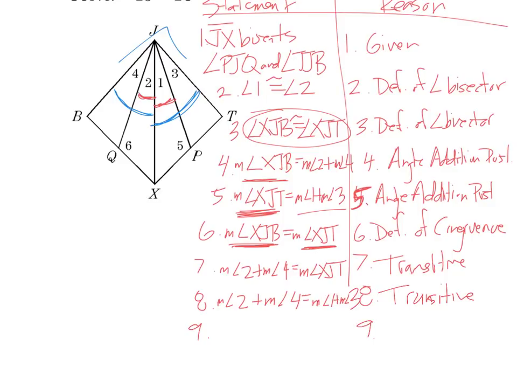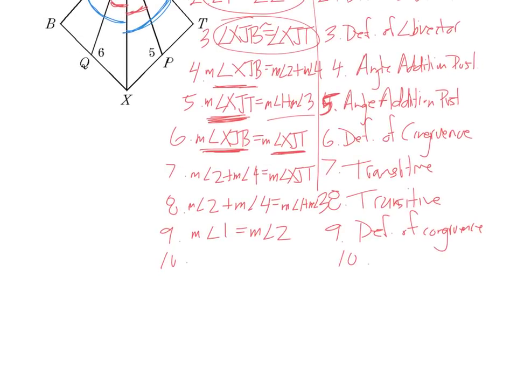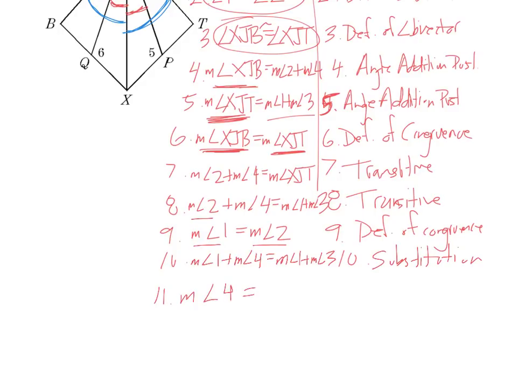Okay, so now I could use this information up here. We'll rewrite that as measurement of angle 1 equals measurement of angle 2. That's by definition of congruence. And now I can replace 2 with 1. That's just by substitution. So the last step now is to subtract. If I subtract measurement of angle 1 on both sides, I'm left with measurement of angle 4 is equal to measurement of angle 3. That's just by subtraction property.